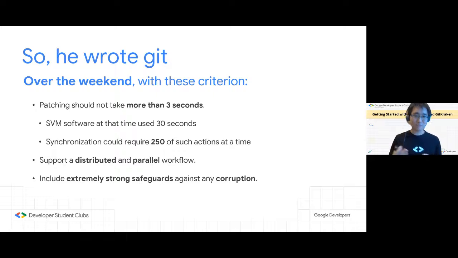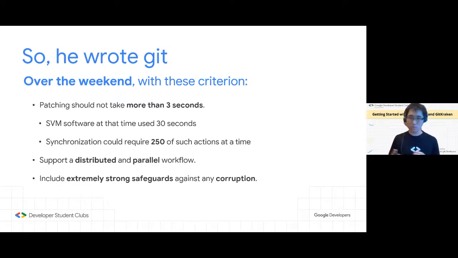So first, patching does not take more than 30 seconds. The software used at that time took more than about 30 seconds, because at the time of synchronization, if you use Git, it's called Git pull. So when Git pulling, it will require about 250 of this kind of actions at the same time. And it's very normal in the world of Linux to have thousands of parallel branches existing at the same time. So it needs to support a distributed parallel workflow and have very strong safeguards against any corruption.